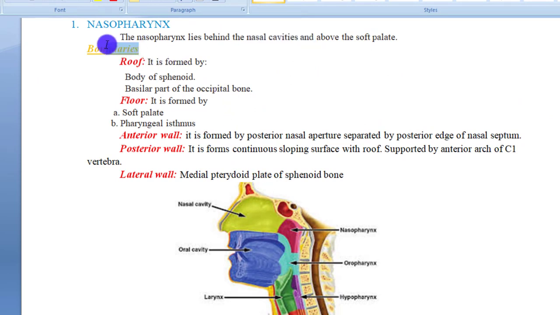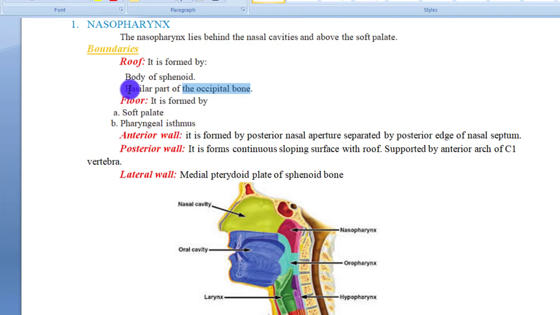Now what are the boundaries of this nasopharynx? The nasopharynx has 5 boundaries. The first one is the roof, then the floor, then the anterior wall, posterior wall and the lateral wall, right? The roof of the nasopharynx is formed by the body of the sphenoid bone and the basilar part of the occipital bone.